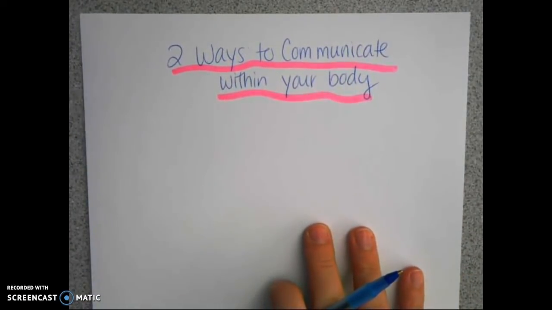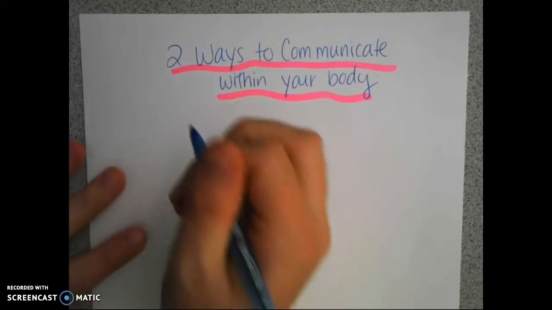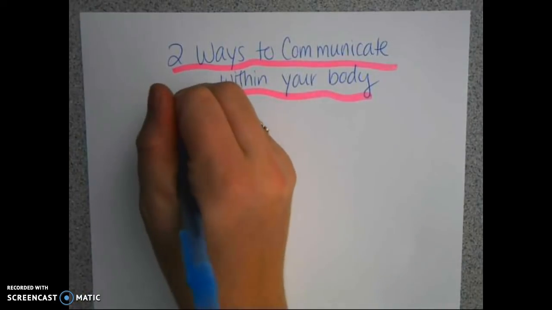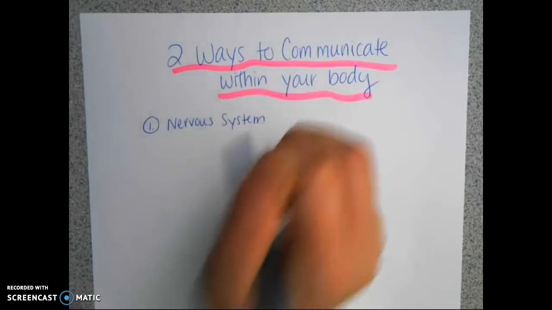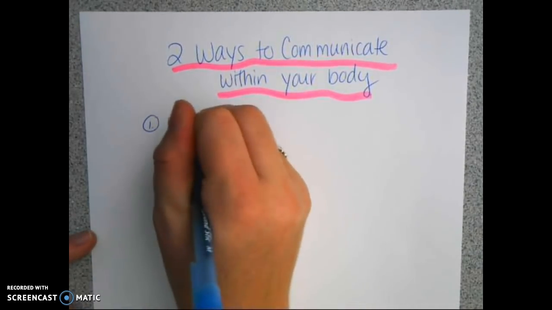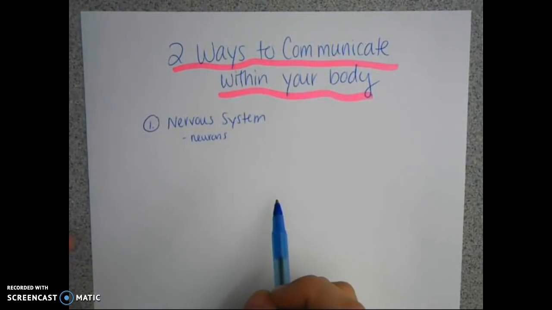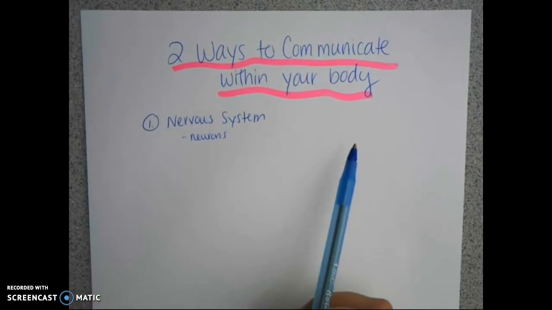Okay? So the first thing that I want to talk about are the two ways to communicate within your body. So the first one that we touched on already is the idea of the nervous system. The nervous system uses neurons to communicate within itself. Now the nervous system is obviously divided into several different pieces, right? You've got the central, the peripheral, and then you start subdividing those. And we'll go through those in the next video. But in general, two ways to communicate within your body.